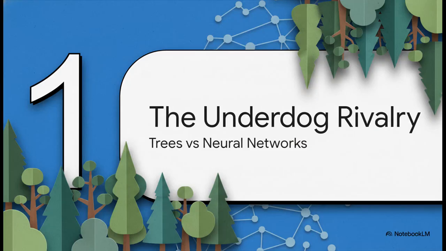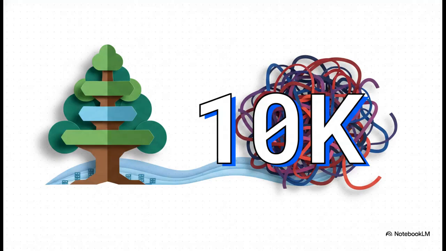Starting with section 1, the underdog rivalry. We're kicking off with a pretty bold claim here. When it comes to the data most businesses actually use day in and day out, those older, simpler tree models, they are the true heavyweights, especially when you're dealing with smaller datasets, specifically anything under 10,000 rows. Trees perform incredibly well here.